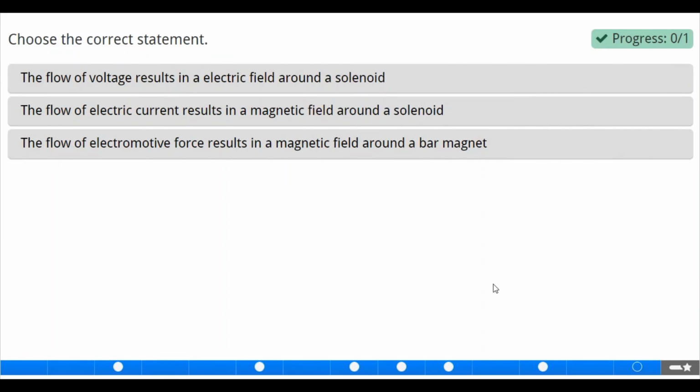Now, let's deal with the correct statement before we wrap it up for today. The flow of voltage results in an electric field around a solenoid. That is wrong. The flow of electric current results in a magnetic field around a solenoid. Very correct. The last statement, the flow of electromotive force, that is the voltage or the potential difference, results in a magnetic field around a bar magnet. That is also false. So the correct option would be that the flow of electric current results in a magnetic field around a solenoid or a current carrying conductor.